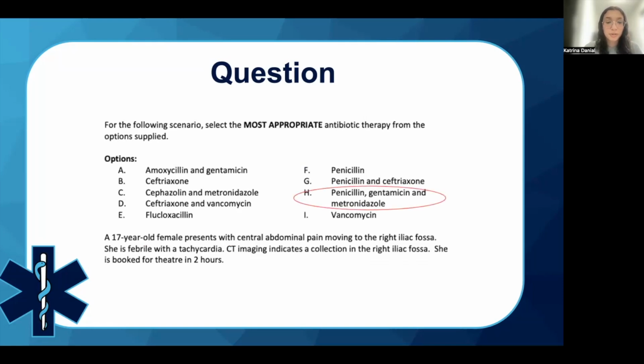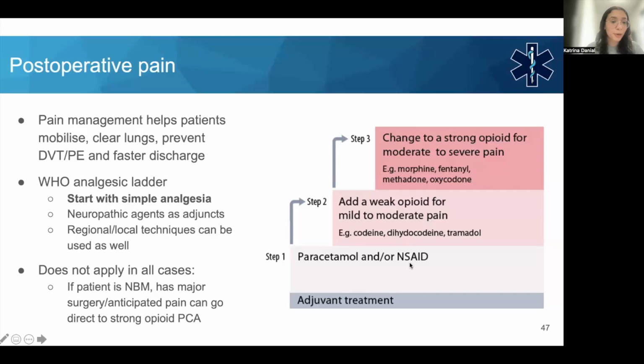So this is most likely an appendicitis, and the antibiotics that you would give are your ampicillin or penicillin, gentamicin, and your metronidazole. Okay, so now let's talk about post-op pain.